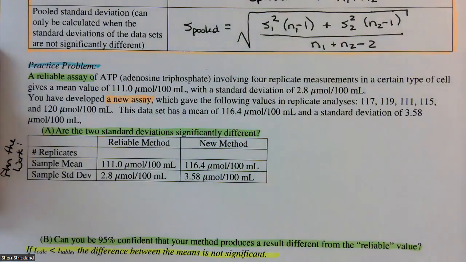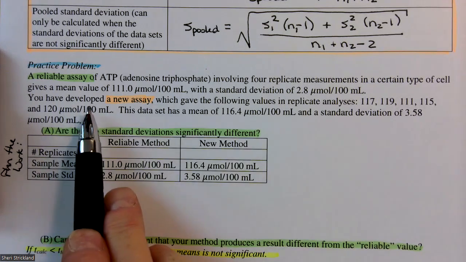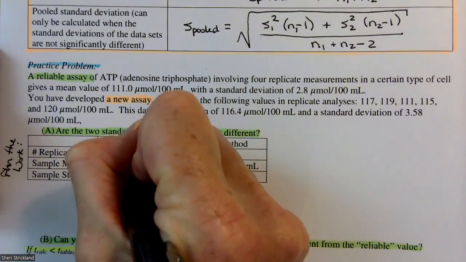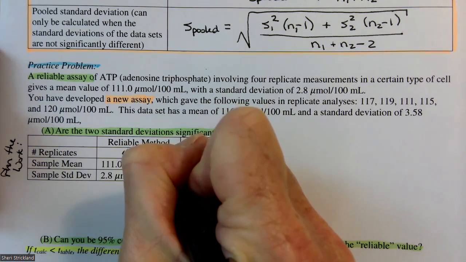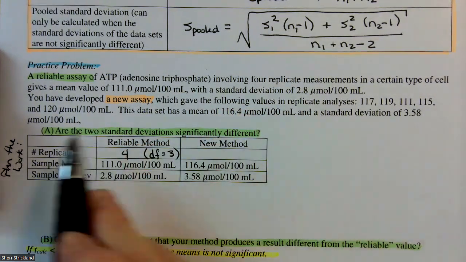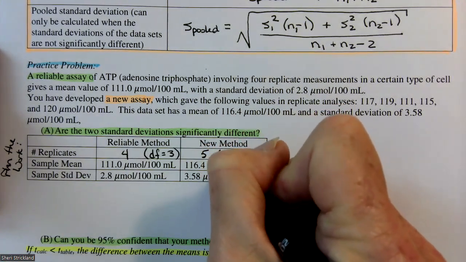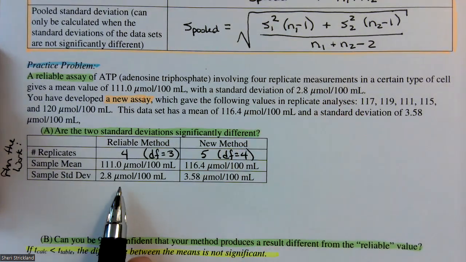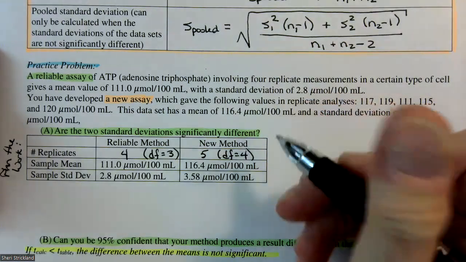All right, so if you look up at the reliable method, you count and say 4 replicate measurements. So that tells me, just because I'm going to need it, the degrees of freedom is 1 less. And in the new method, 1, 2, 3, 4, 5 replicates. Degrees of freedom is 1 less. So we've got the means, we've got the sample standard deviations, and we're good to go.